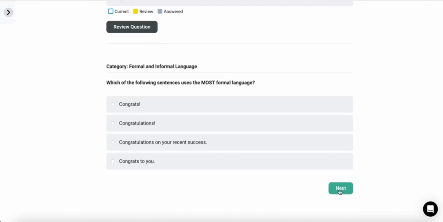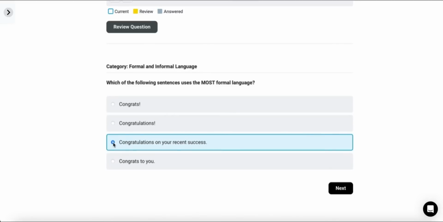Which of the following sentences uses the most formal language? So we have congrats, congratulations, congrats, congratulations on your recent success, and congrats to you. Formal language avoids shortened words and abbreviations, and it also avoids very simple or short sentences. So which one of these sentences is the most complex and long? This would be here. Congratulations on your recent success. The rest of them use contractions and are short.